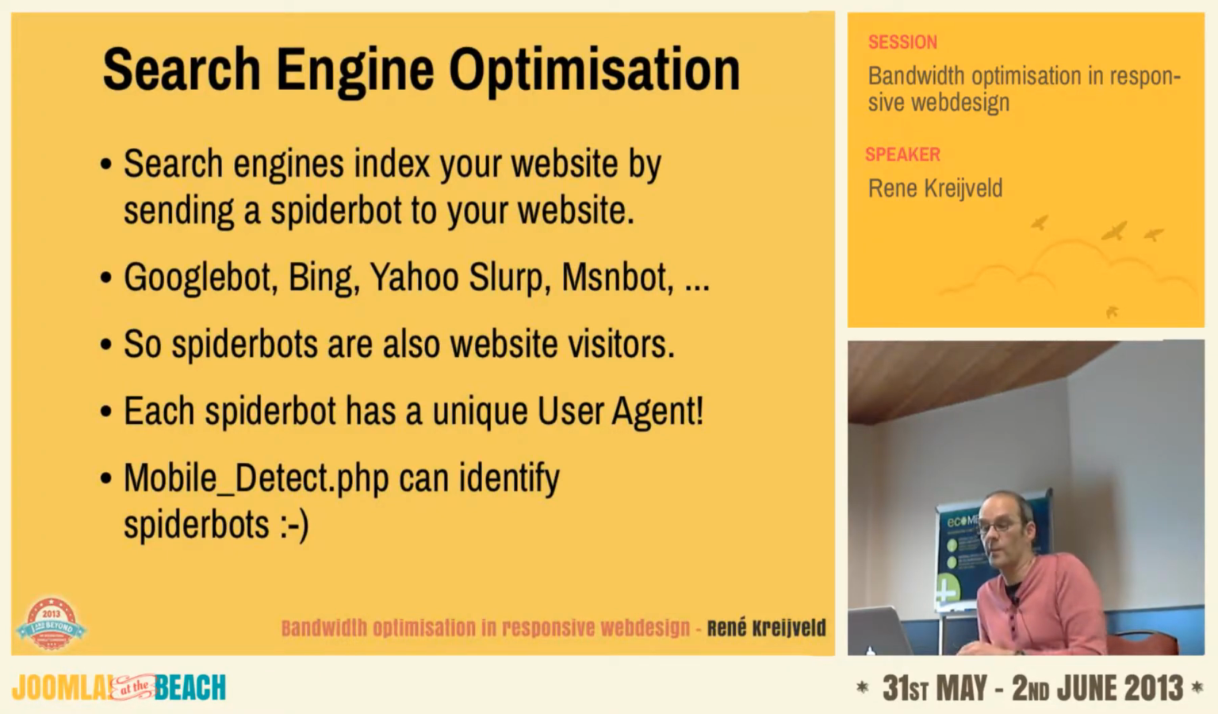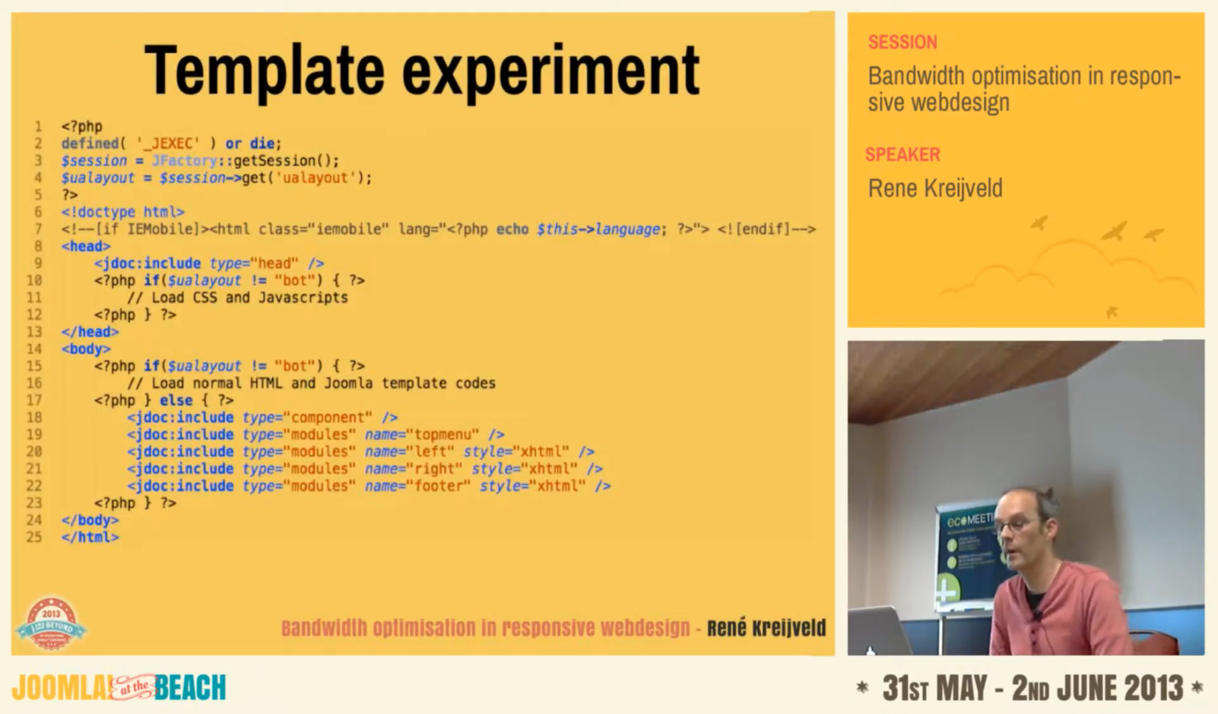Template experiment. I've created a template experiment. This is some extraction of template code that I've written. At the top of my template, I set the session variable UA layout. And if you look at line 10, I can say if the user that is visiting my website is a Googlebot or a spider bot, I can not load CSS and JavaScript. So normally I would load CSS and JavaScript to display my template, but if it's a bot, I will not load CSS and JavaScript in the header.